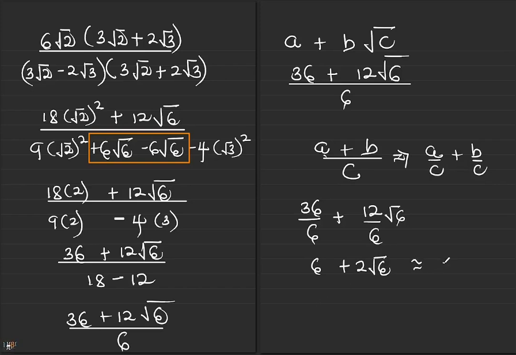And if you compare that to a plus b root c, then you realize that our a, which is our constant, is the 6. And then the b is the 2 we have here. That is the coefficient of the radical. So b is 2, and then c is 6 as well. And that is all. So this is how we solve the third question. We simplify both numerator and denominator, you rationalize the denominator and then let it affect the numerator, and then you simplify.